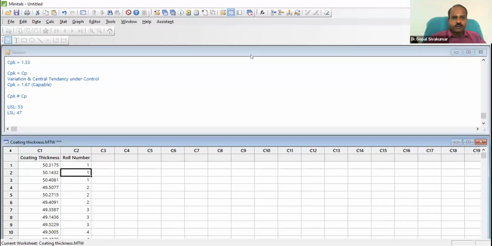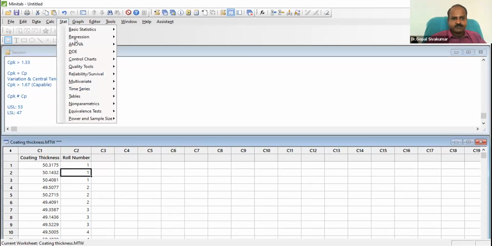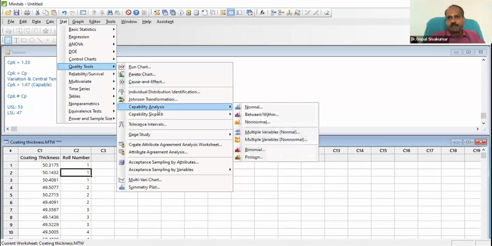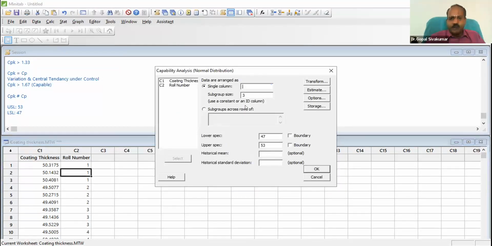Without showing you the formulas, I'm just taking you through the Minitab method. Go to Stat, go to Quality Tools. Can you see Capability Analysis? Capability Analysis for normal data. Now, which column contains your data? Column number 1, select it.